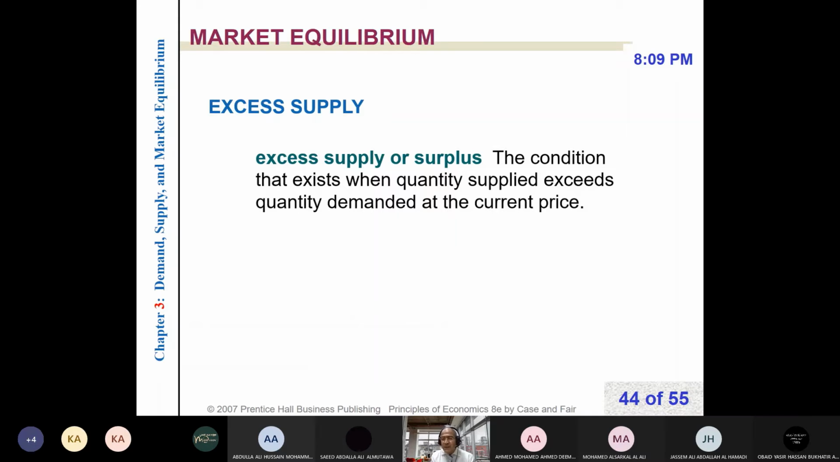What's the meaning in Arabic of surplus? It's the opposite of shortage. What's the meaning in Arabic? Ziyada. Yes, well done. Both words are good. This is surplus. So the surplus exists when the quantity supplied exceeds, or is higher or more than, the quantity demanded at a single price. Let's make a practice on it.